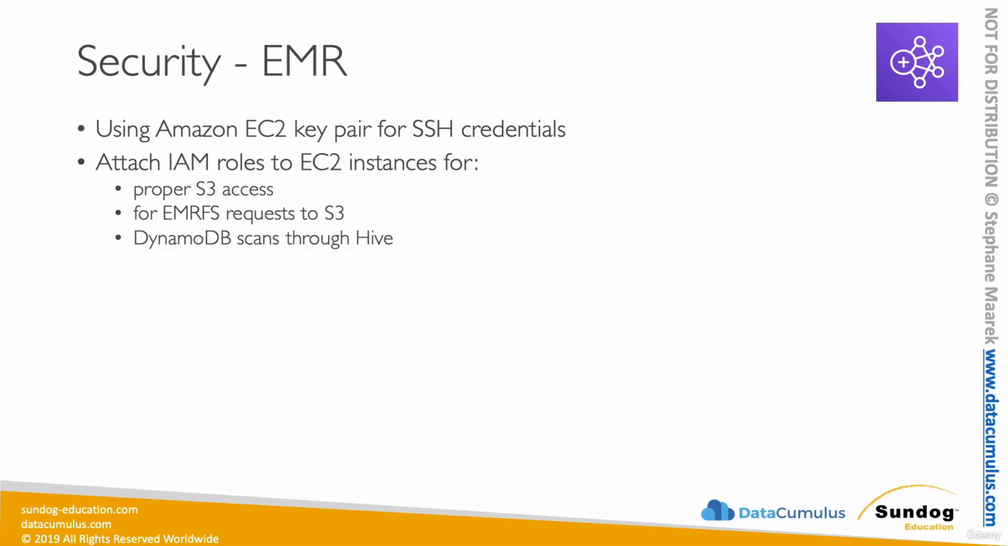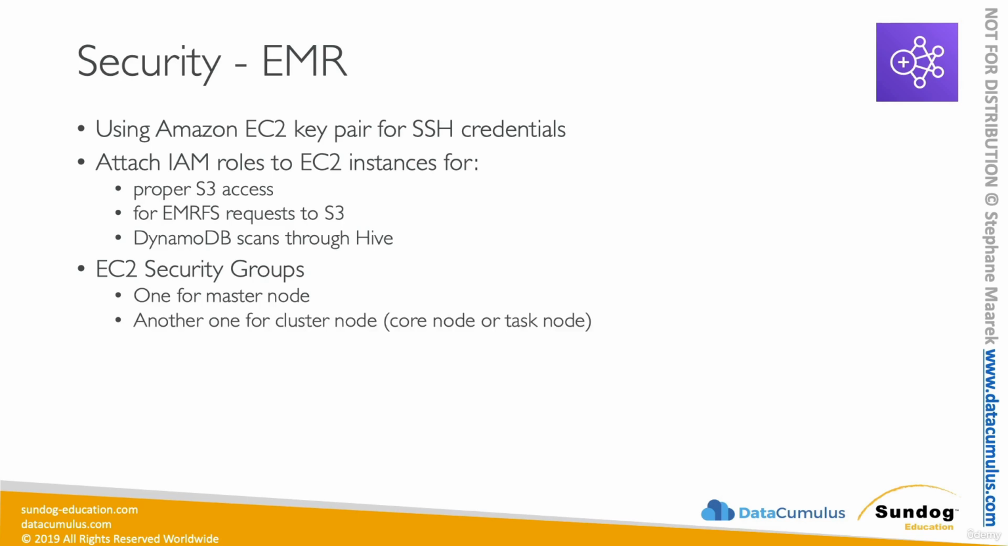If you are accessing DynamoDB and you need to use Hive for this, then you need to make sure again that your EC2 instances are permissioned to access DynamoDB. And again, this IAM role is crucial to achieve just that. Now, for security groups, you have 2 kinds. You have the first kind, which is for the master node, and the second kind for the cluster nodes, which represents the core node and the task node.